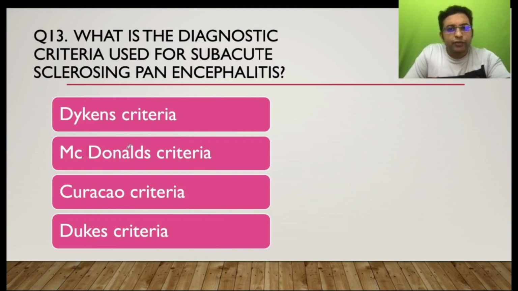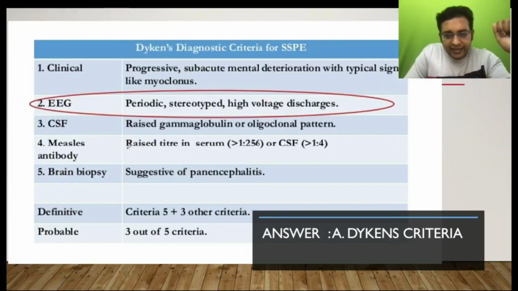Which diagnostic criteria do you think is suitable for analyzing SSPE? Is it Dyken's criteria, McDonald's criteria, Kurokawa criteria, or Duke's criteria? What do you think? The answer is Dyken's criteria. It looks into the clinical features, the EEG, the CSF, and even the measles antibody, and for definitive diagnosis we have to look for the brain biopsy finding.